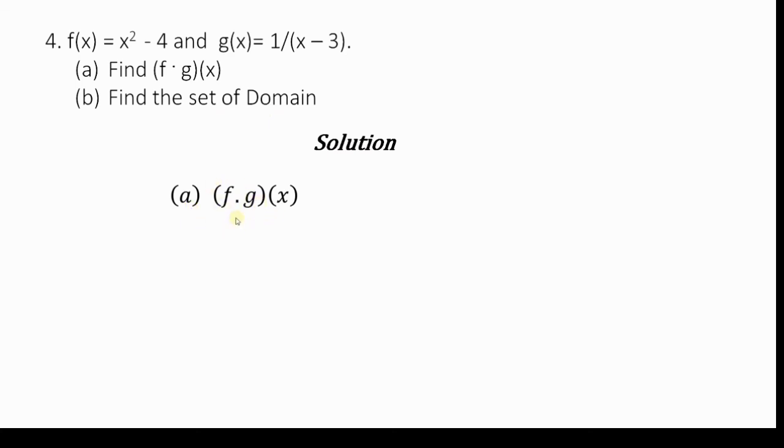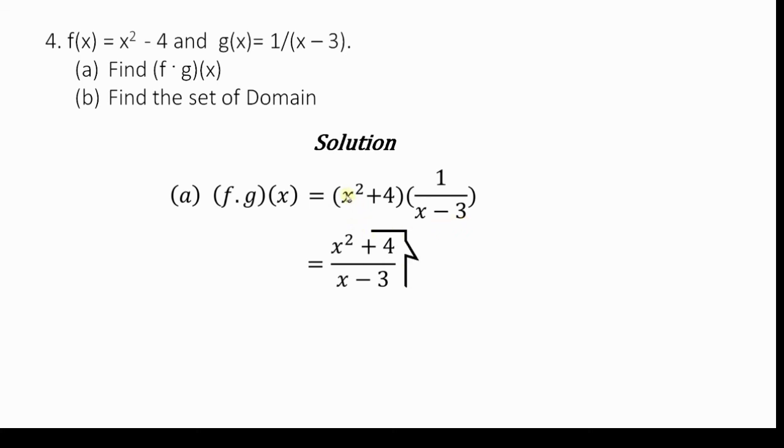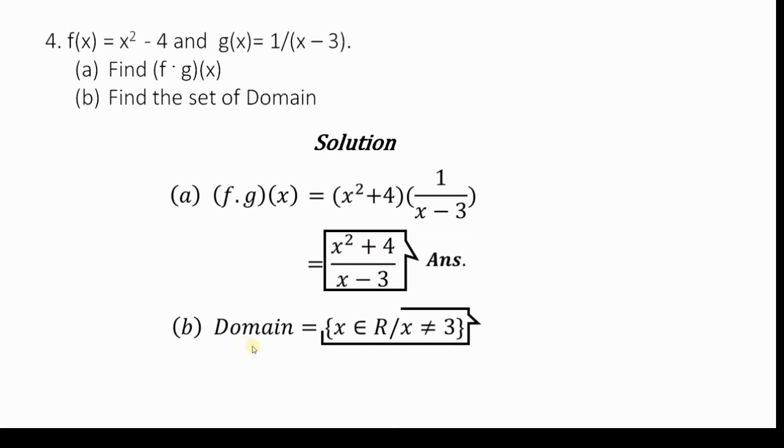So we are finding a product of these two functions. So we have x squared minus 4 times 1 divided by x minus 3. So this is just x squared minus 4 divided by x minus 3. Then B, the set of domain.